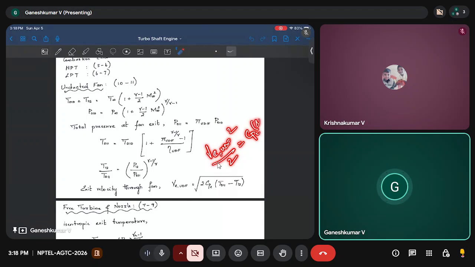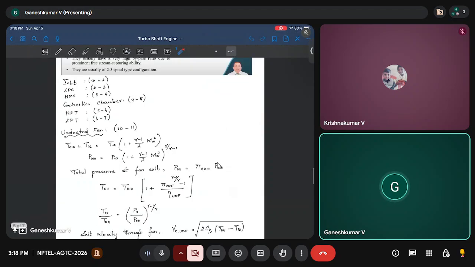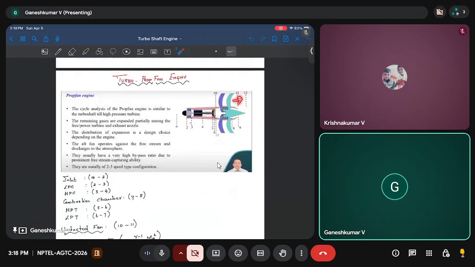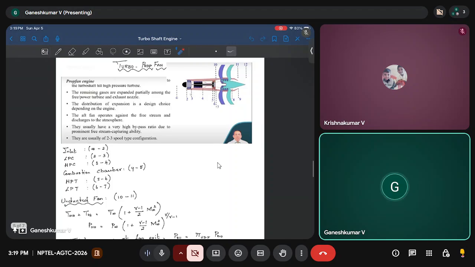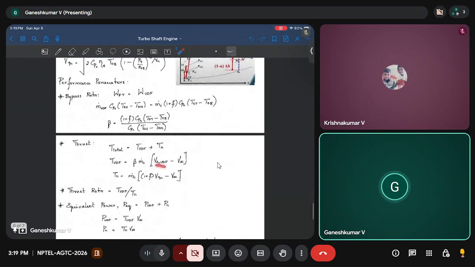Okay, so the total energy change that the air goes through across the fan is going in the form of kinetic energy in the fan. So that is how you find the exit velocity through the unducted fan, and that exit velocity you already know. So that is used to find the total thrust through the unducted fan plus the nozzle thrust.